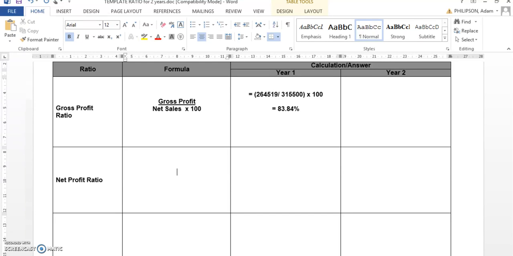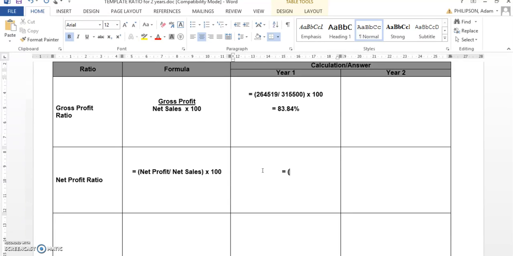Okay, net profit ratio. Maybe let's do it this way. Net profit over net sales times 100. In your exam, you'll be handwriting this, so that should work much quicker for you.